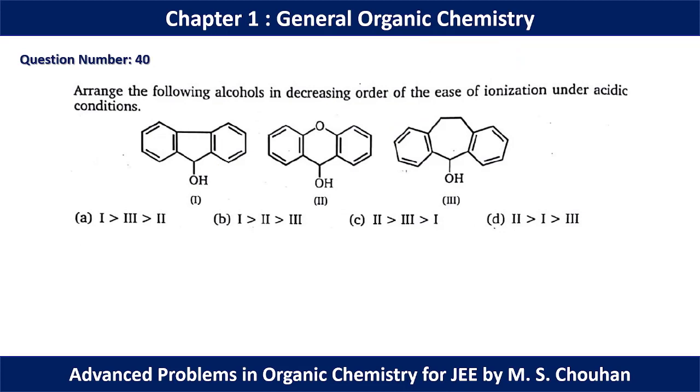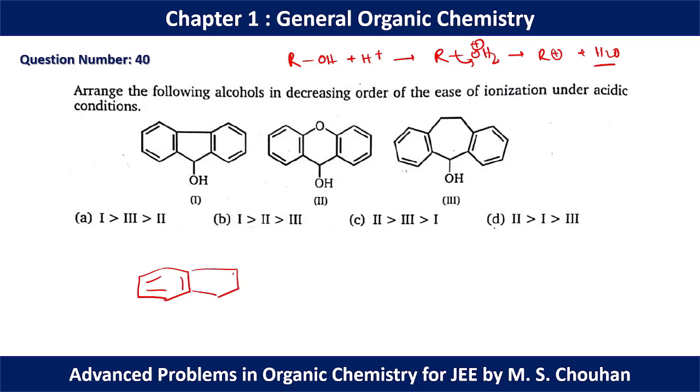In question number 40, arrange the following alcohol decreasing order of ease of ionization under acidic condition. If we have any alcohol and if we add it in acidic condition, initially we can have this kind of intermediate, and after this water elimination we can have a carbocation like this. Okay, so we have to go for the stability of the carbocation. Now if we go for the stability of the carbocation, we can think like this.